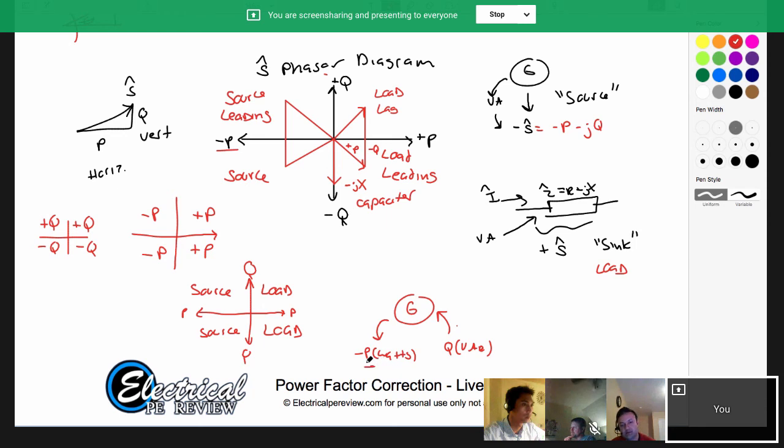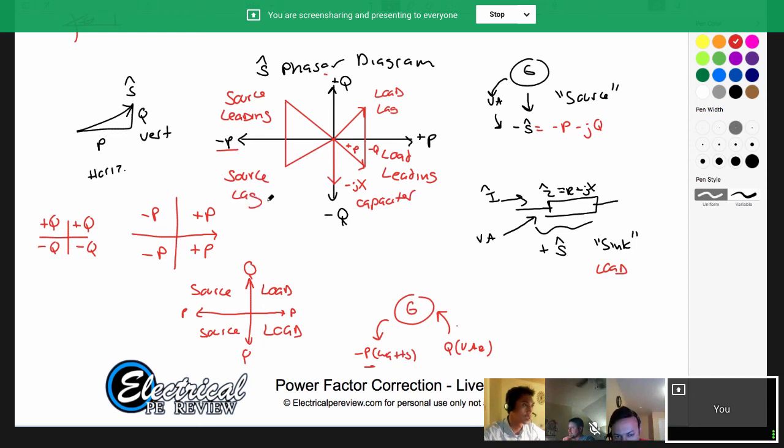Power's going up. Delivering or consuming? Delivering. All right, what's my Q? Minus. Q's negative, right? So am I delivering or consuming Q? Consuming, right? So this is a lagging source.